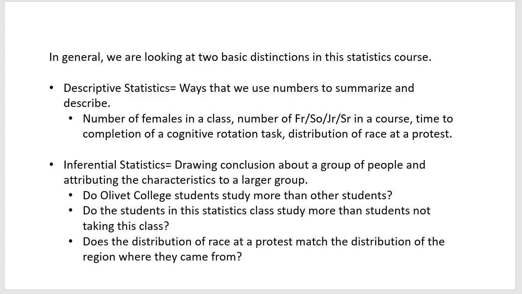You can see from the examples that I've given you, something like the number of people in a class, the number of females in a class as opposed to males in a class. That's a descriptive statistic. The number of freshmen, sophomores, juniors, and seniors, the time to complete a cognitive rotation task, or the distribution of race at a protest. There are lots of different ways that we can use descriptive statistics to describe a group of people.